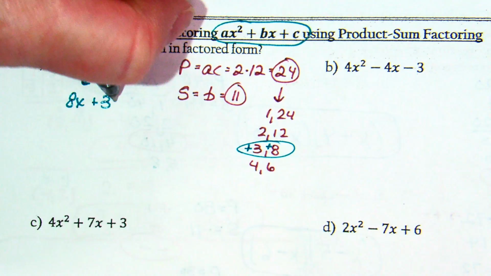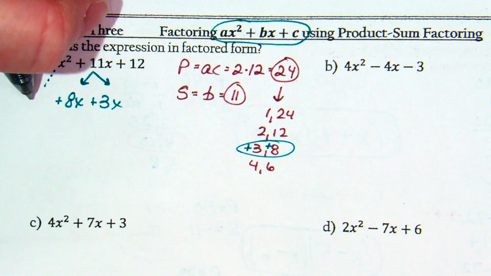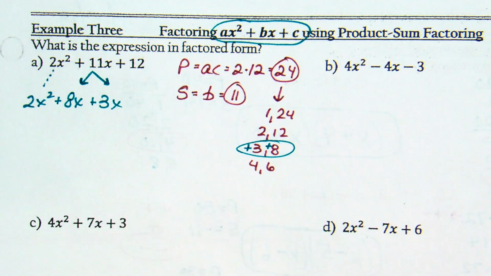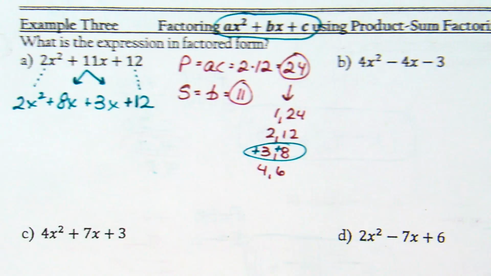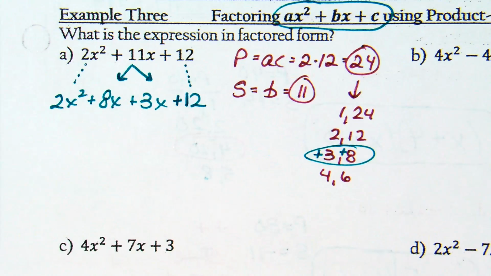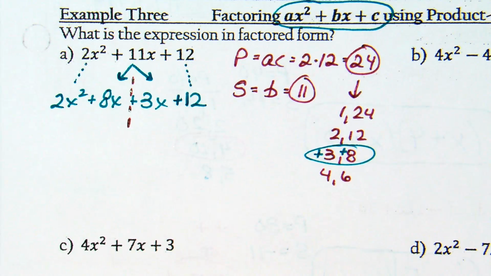My other two terms, so 11x I split. My first term I will carry down, 2x squared. My last term, the plus 12, I will carry down. I have 4 terms. I'm going to break this in half. So if I break this in half here, look only at your first two terms. So ignore 3x plus 12 for a moment.